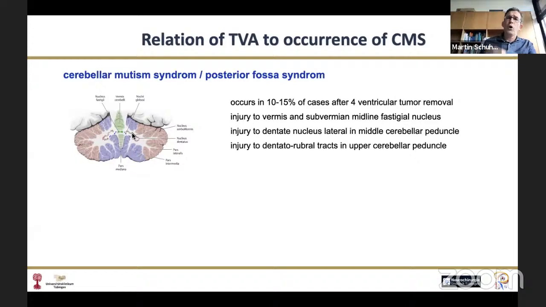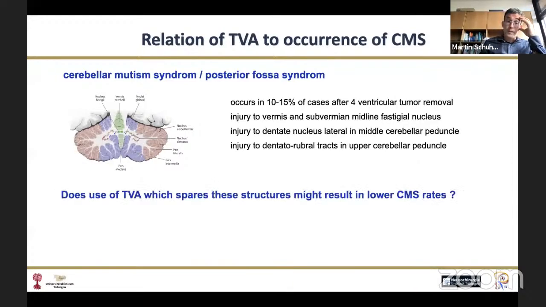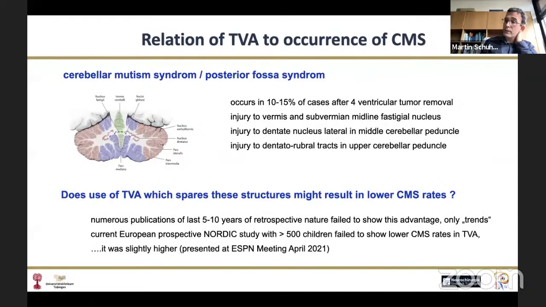So there was a big hope that using the TVA, the telovelar approach, would reduce the incidence of posterior fossa syndrome. Unfortunately, this has so far not been shown. There are a lot of retrospective publications in the last 5 to 10 years where people looked at their series, and they could not clearly show it. There were trends, but it has never been statistically significant that the TVA actually reduces it.